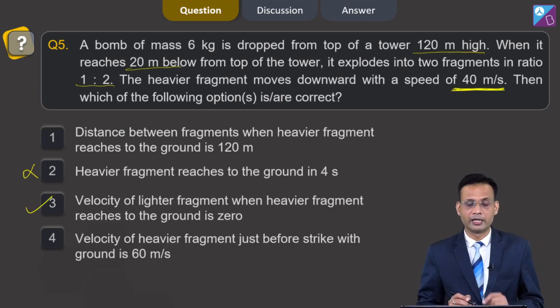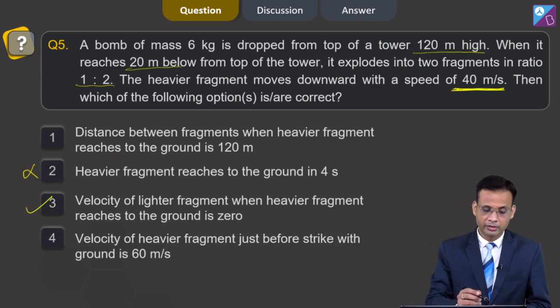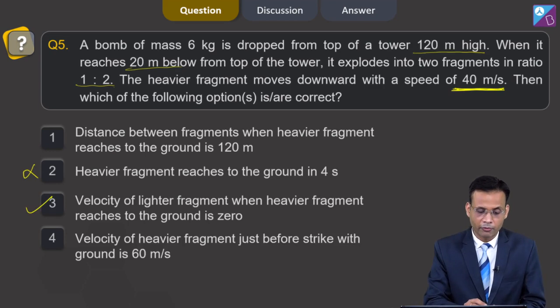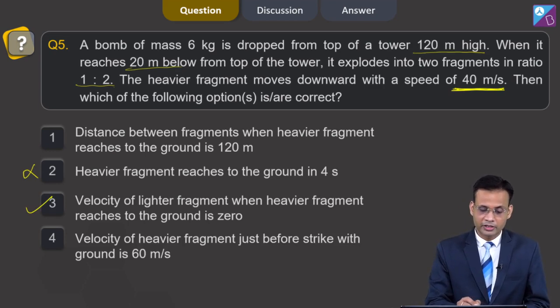So, this is our correct option of this question. Now, let us move on to option number 4, which states velocity of heavier fragment just before it strikes the ground is 60 meter per second.